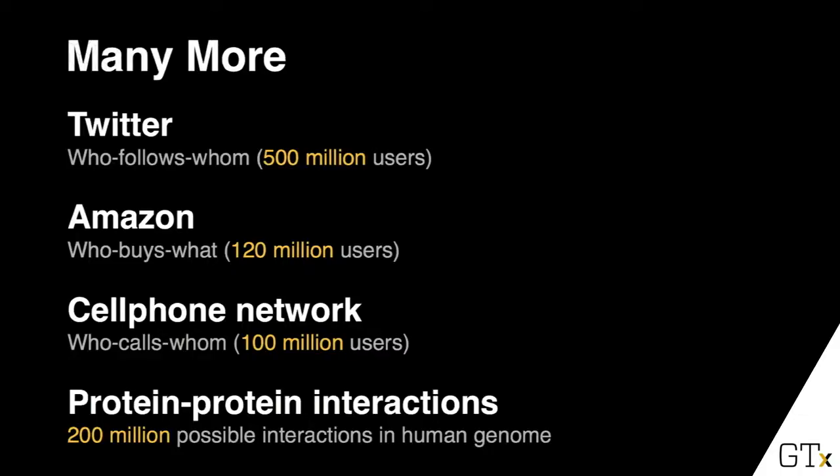For example, Twitter is a who follows whom graph. Amazon is a who buys what graph. For Amazon, we normally don't think of it as a graph. But if you think about how to connect a customer with the products that they have purchased, then we'll have a bipartite who buys what graph. In other domains like telecommunication, we can also have a graph. For example, a cell phone network, who calls whom. And in biology, we have protein-protein interaction networks.